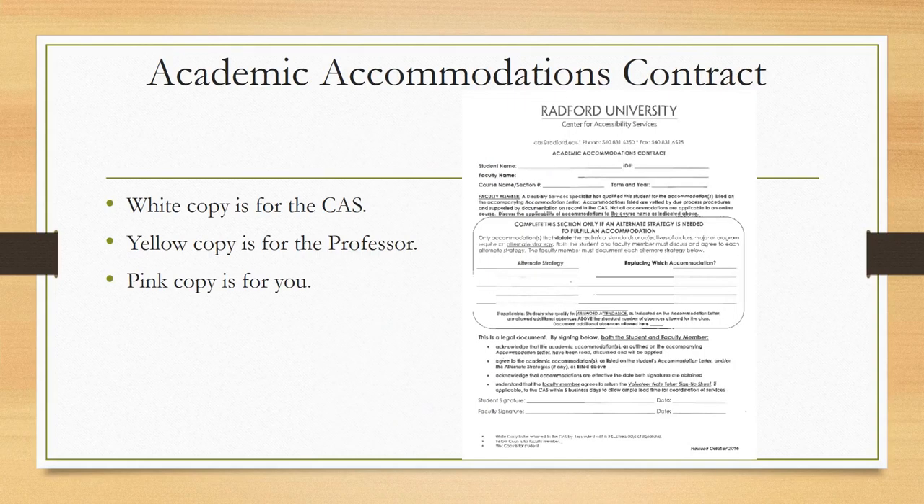Next, you will find your academic accommodations contract. This is a triplicate form with white, yellow, and pink pages. Schedule a meeting with your professors during their office hours to discuss your accommodations and possible alternate strategies. Bring both the contract and the accommodation letter to the meeting and complete the top of the form.